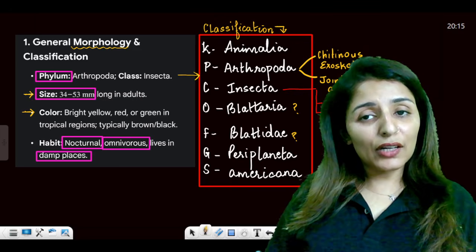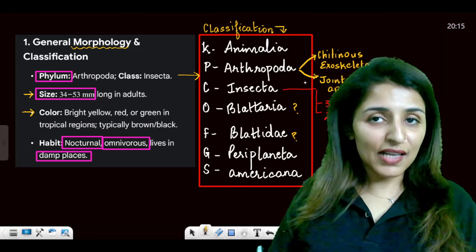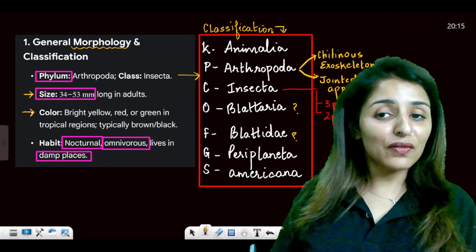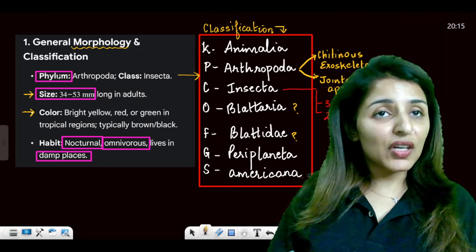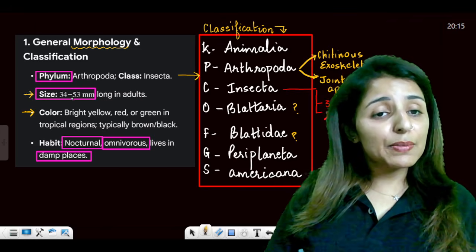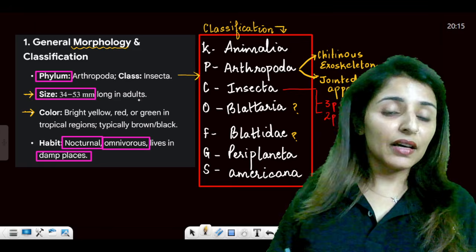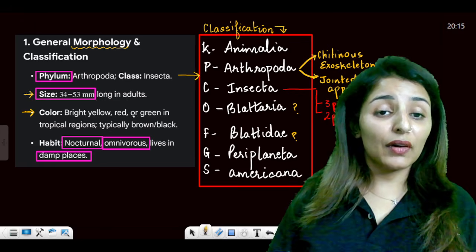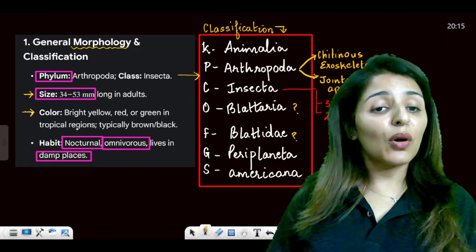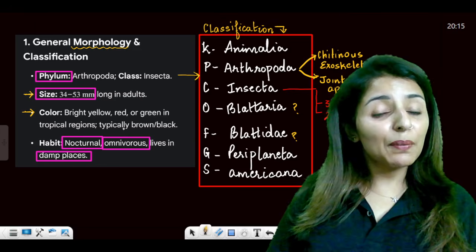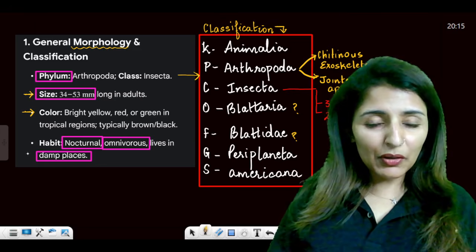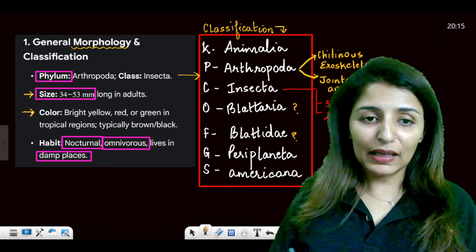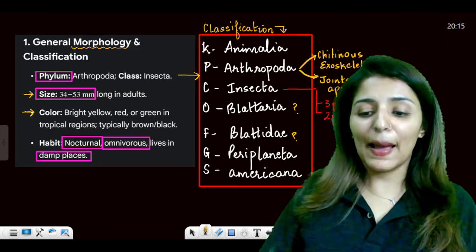Now, being an Arthropoda, it must have a chitinous exoskeleton and jointed appendages. While being Insecta, it must have 3 pairs of legs and 2 pairs of wings. Now, seeing the general morphology, the size is between 34 to 53 millimeter in adults. The color can be multicolored, for example bright yellow, red, green, but those found in tropical regions are typically brown and black in color. Talking about the habits of cockroach, they are nocturnal, so they are more active during the evening or the night time. Omnivorous and lives in damp places.